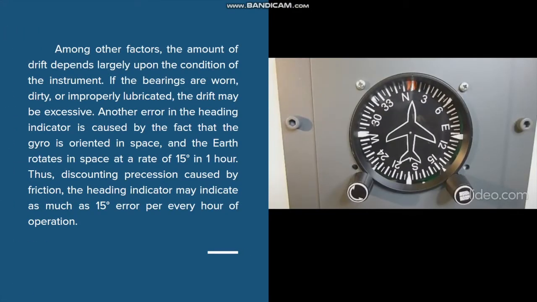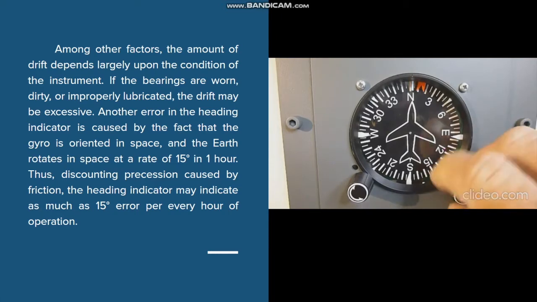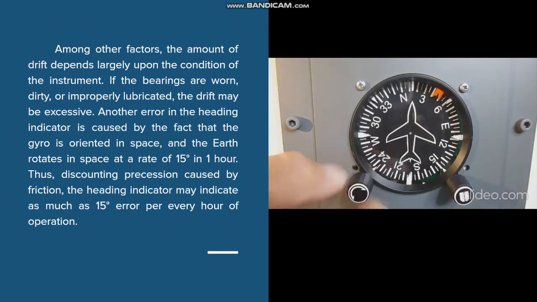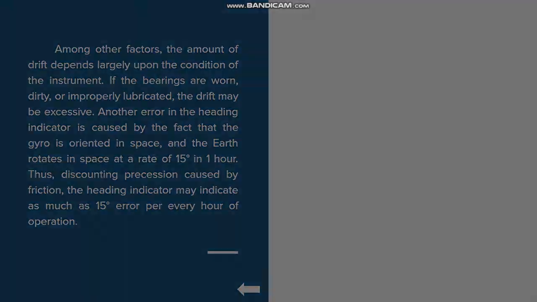Among other factors, the amount of drift depends largely upon the condition of the instrument. If the bearings are worn, dirty, or improperly lubricated, the drift may be excessive. Another error in the heading indicator is caused by the fact that the instrument gyro is oriented in space, and the Earth rotates in space at a rate of 15 degrees in 1 hour. Thus, discounting precession caused by friction, the heading indicator may indicate as much as 15 degrees of error per every hour of operation.